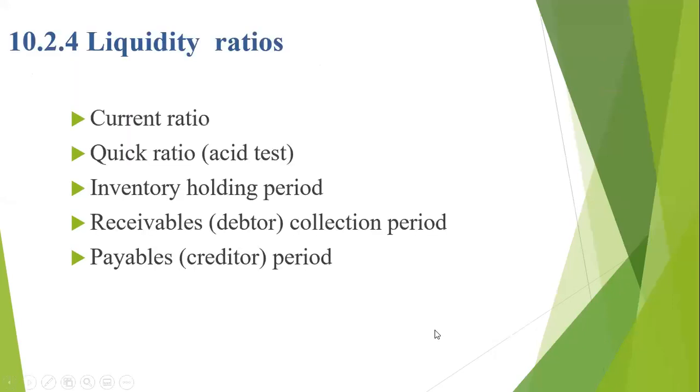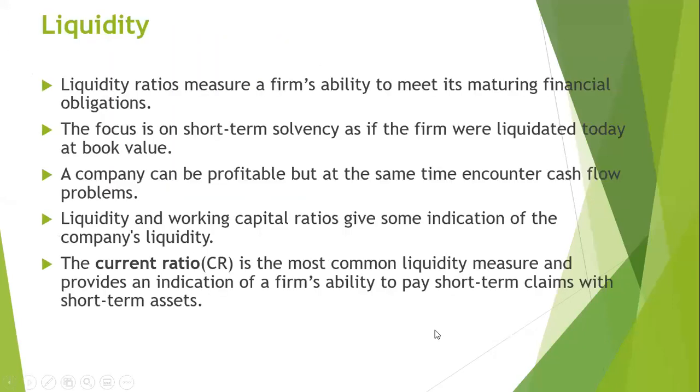Right? Okay. The liquidity ratios measure the firm's ability to meet its maturing financial obligations. The focus is on short-term solvency, as if the firm were liquidated today at book value. So if you are liquidated today, can you comfortably meet the short-term obligations? The company can be profitable, but at the same time encounter cash flow problems. The general point I raised earlier is over here.